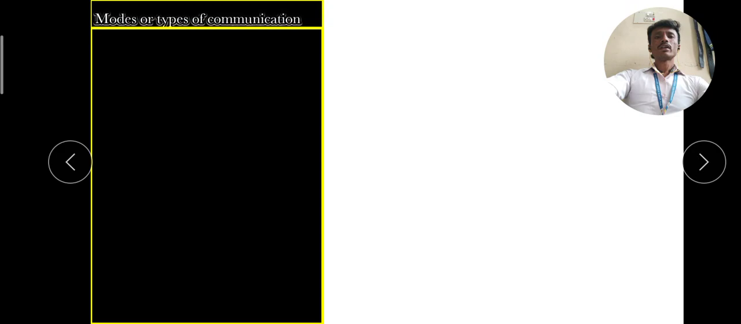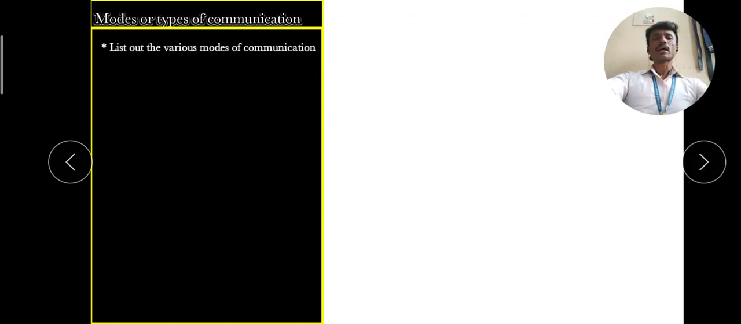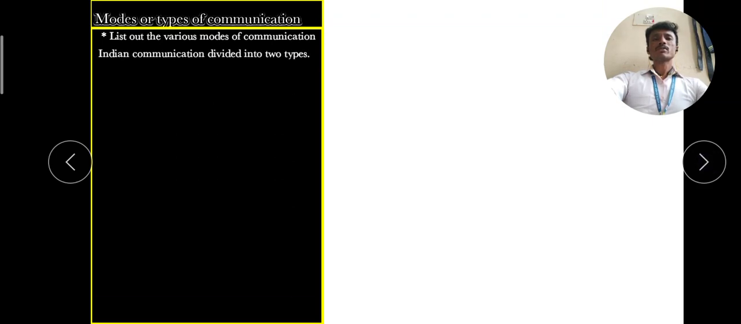Then, dear students, modes or types of communication. Now we can see what types of communication there are. Various modes of communication, and it is possible to see only two types. How many types of communication? Only two types. One is personal communication and another is mass communication.